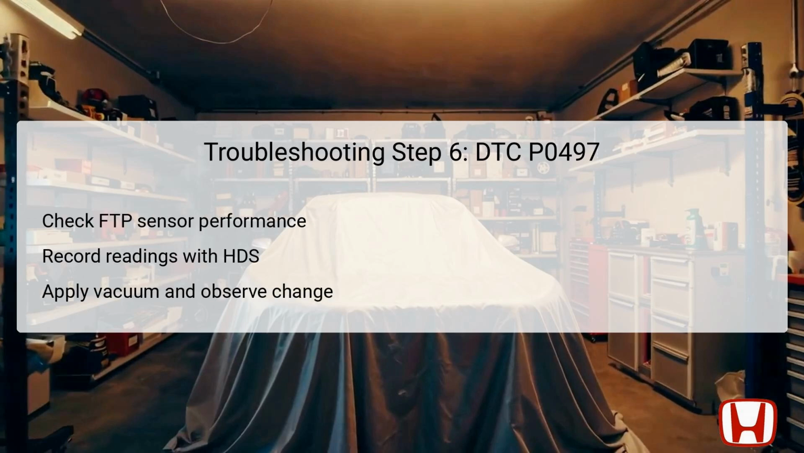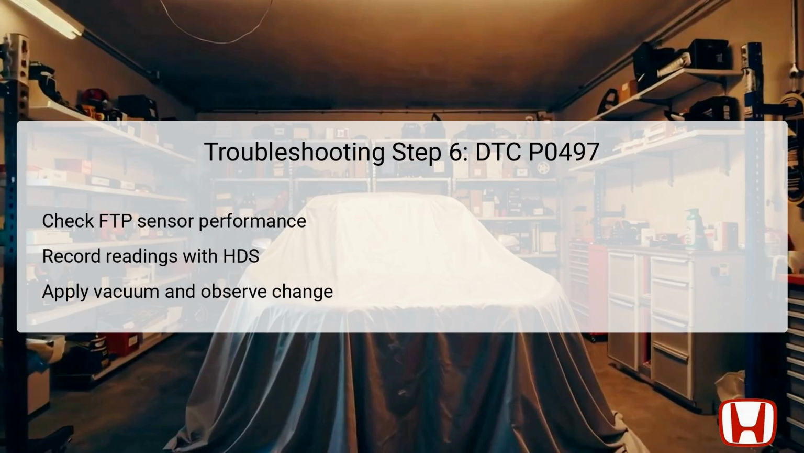For the sixth and final troubleshooting step, it is essential to evaluate the performance of the fuel tank pressure FTP sensor, an important component in the EVAP system. Begin by turning the ignition switch to lock 0 and carefully removing the FTP sensor while keeping its connector connected.